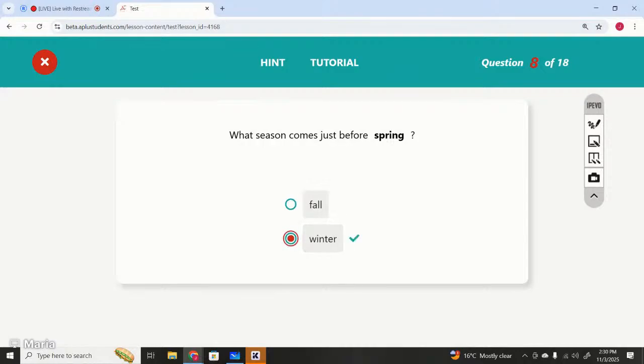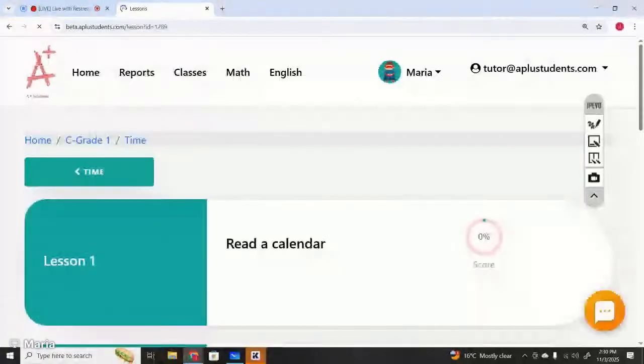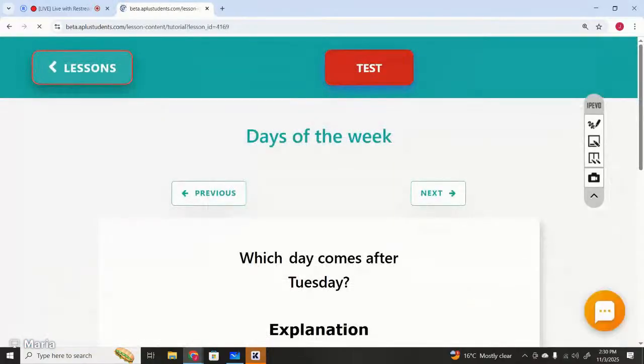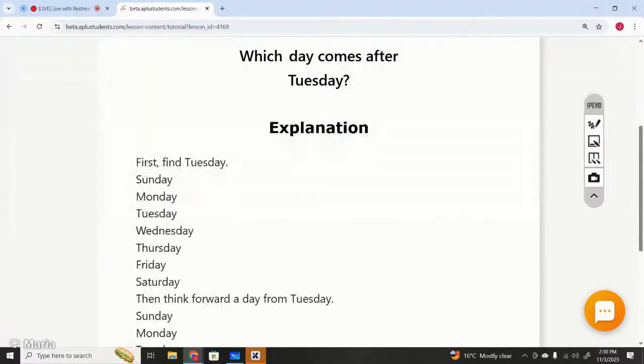Okay, you can complete the lesson by yourself later today. Let me just move on to the days of the week. So there are 7 days, right? They are Sunday, Monday, Tuesday, Wednesday, Thursday, Friday. So there are 7 days in a week.